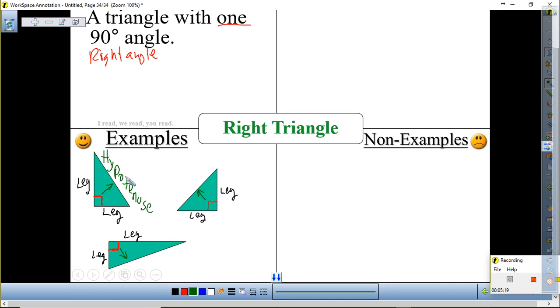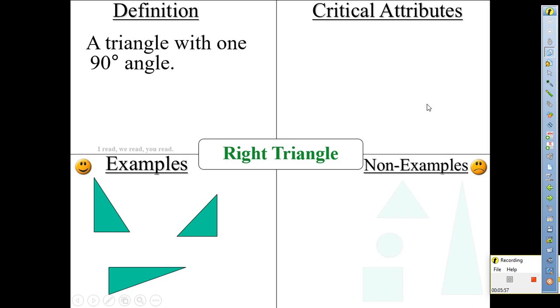So, the longest side of any right triangle is called the what? Hypotenuse. The longest side of any right triangle is called the what? Hypotenuse. Okay, and that's always found across from the right angle. Everybody with me? All right. Any questions on the definition of a right triangle? Okay, let's see some non-examples. See if they're a little bit obvious to you.